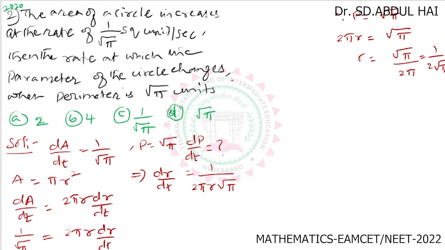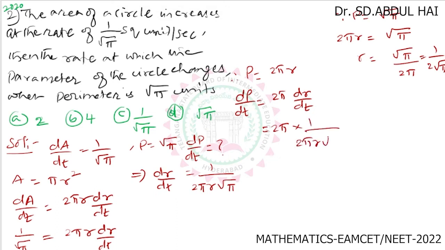Now, again, come to here, perimeter of the circle is nothing but 2 pi r. We are interested in finding the value of dP by dt. So I have to differentiate this with respect to t. So dP by dt is equal to 2 pi, with r being variable, into dr by dt. Just now we have obtained the value of dr by dt, that is 1 by 2 pi r into root pi. So 2 pi cancels, which gives me r root pi.